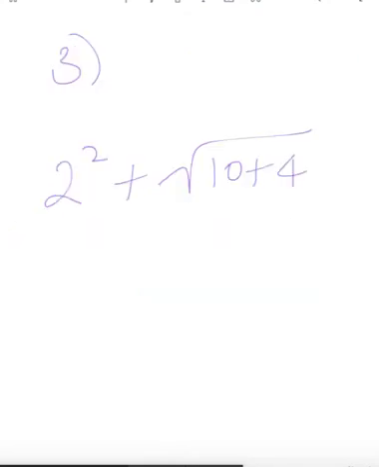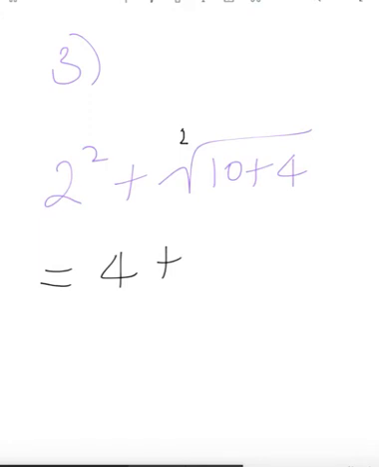Okay, our next question. We had 2 squared plus the square root of 10 plus 4. I think it was 2 squared or 2 cubed, I can't remember, sorry. I've got 2 squared here. This one's really easy. We know with BODMAS we first work out our powers. And remember, the square root is actually a power, so square roots are also considered as powers. So 2 times 2 is just 4 plus.